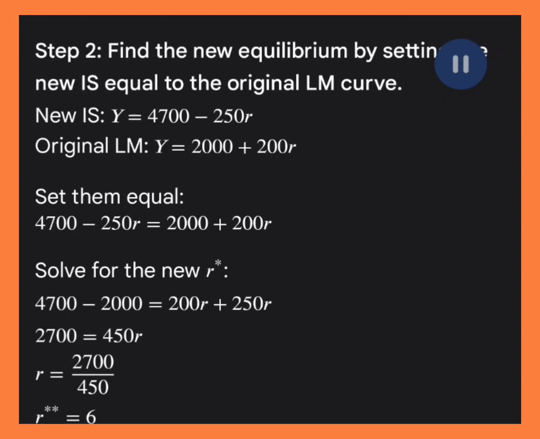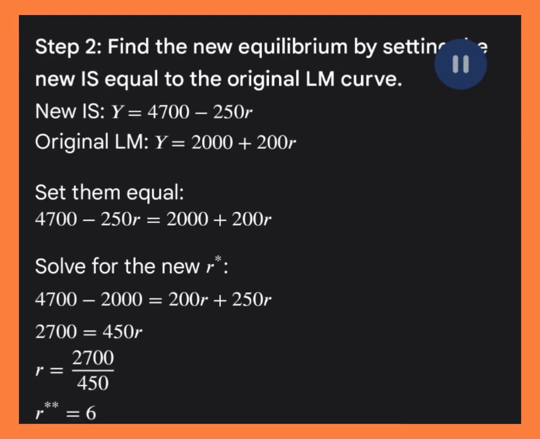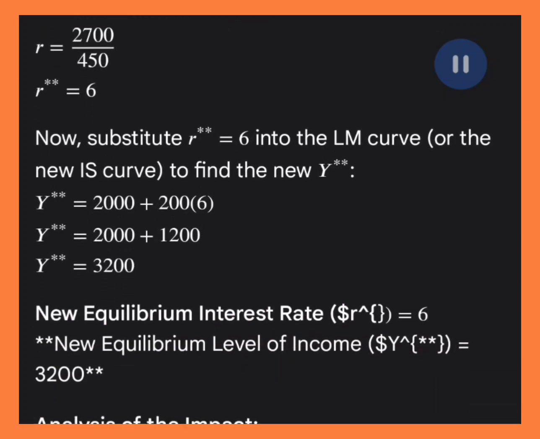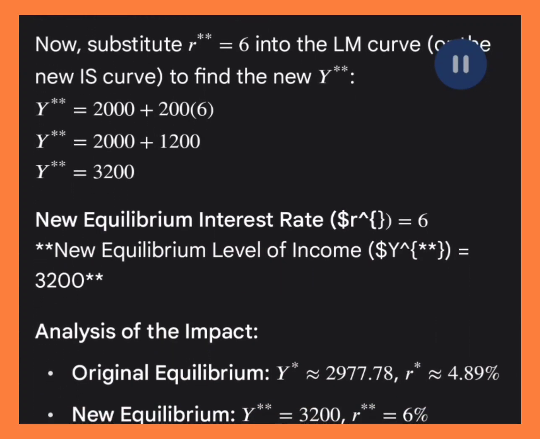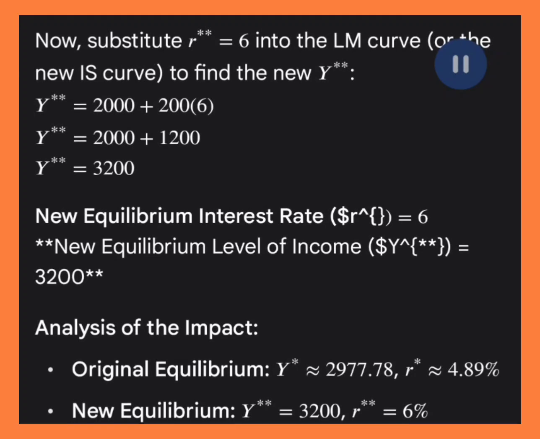4700 - 2000 = 200r + 250r. 2700 = 450r. r = 2700/450, so r* = 6. Now substitute r* = 6 into the LM curve or the new IS curve to find the new Y*.